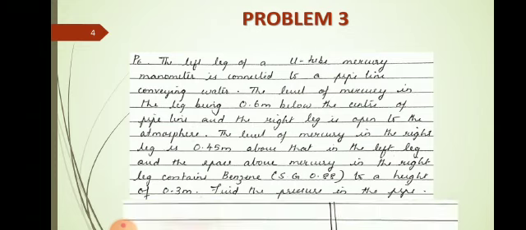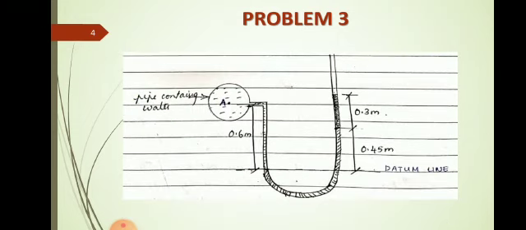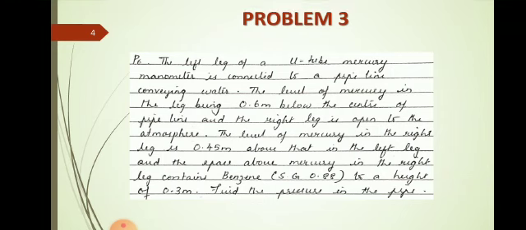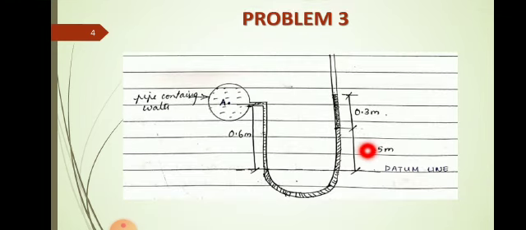And what will happen? See the figure here. This circle represents the cross section of the pipeline which is carrying water, and this is the U-tube mercury manometer. It is connected to the pipeline. So what will happen when it is connected to the pipeline? This U-tube mercury manometer contains mercury. So this liquid from the pipeline will enter the U-tube mercury manometer, and it will push mercury to a particular height.